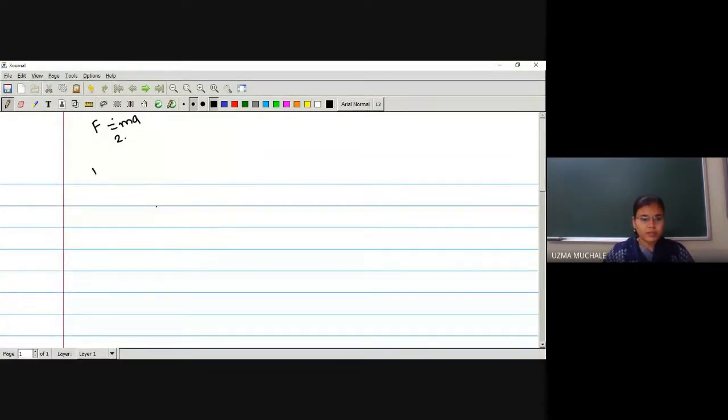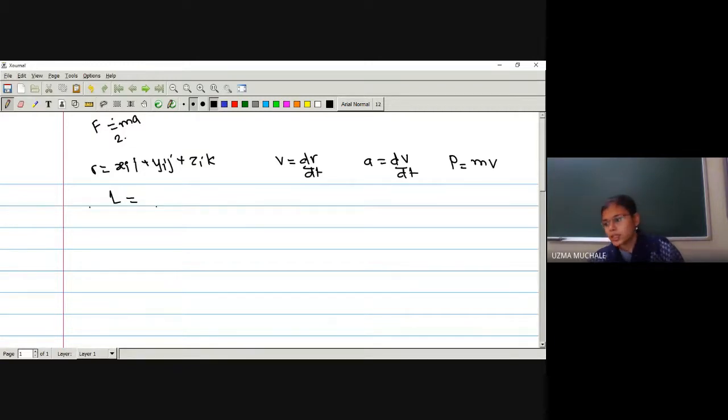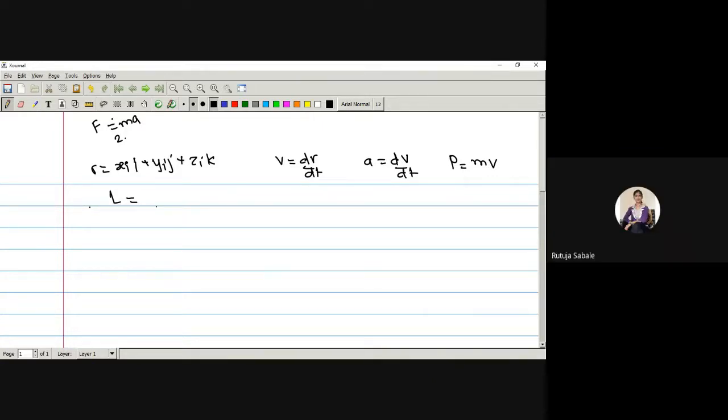After that, we have seen the definition of a position vector. It can be written as x i plus y j plus z k. Next, we have seen what a velocity is. It is nothing but the rate of change of a position vector. Next, what is acceleration? Acceleration is nothing but the rate of change of velocity. Then the definition of momentum, that is mass into velocity. Then we have seen the angular momentum. Angular momentum is nothing but equal to... does anyone remember how we wrote angular momentum? R bar cross P bar.